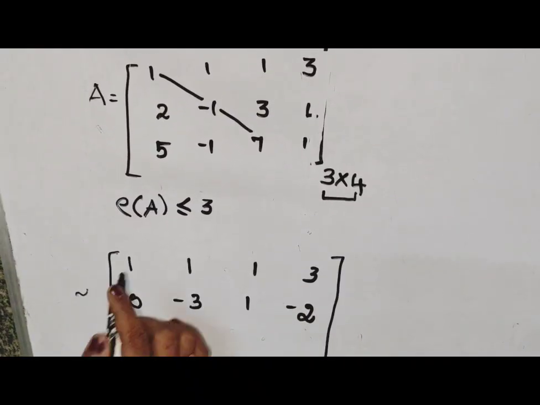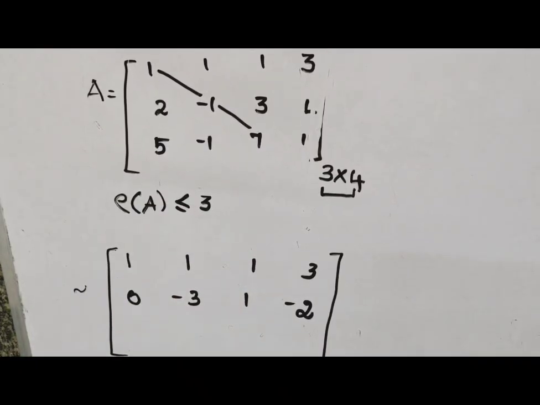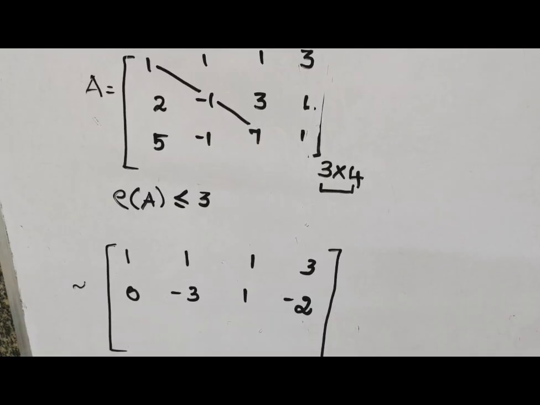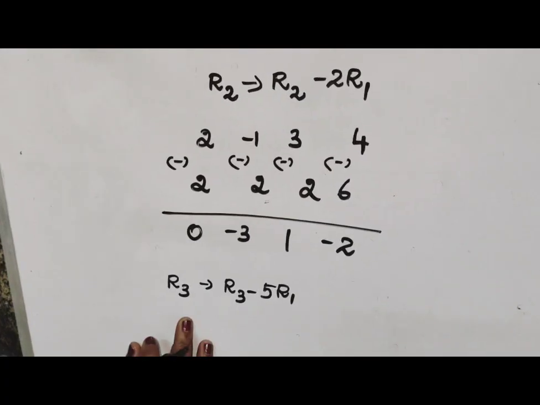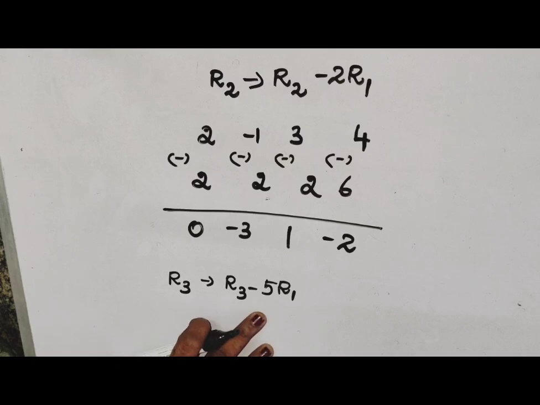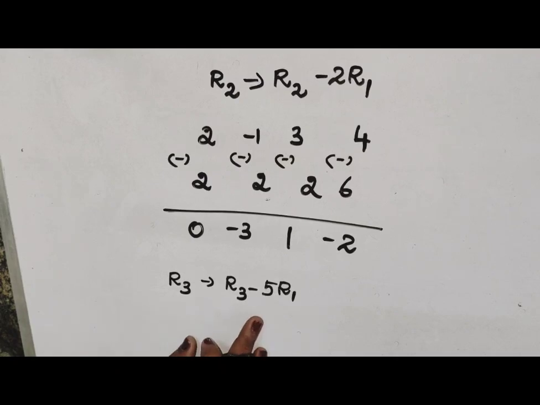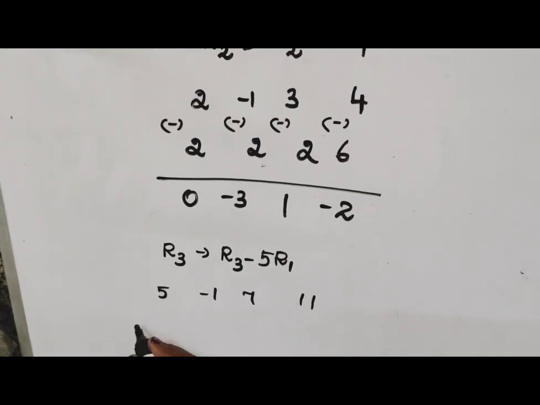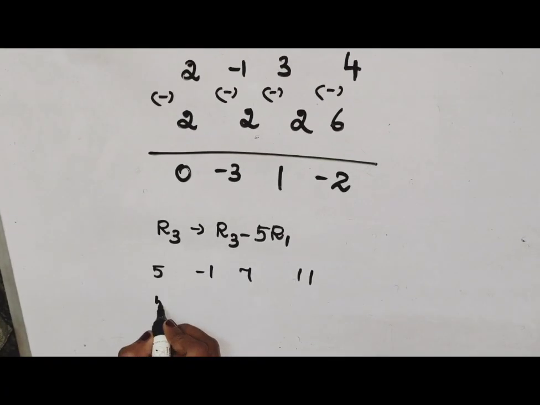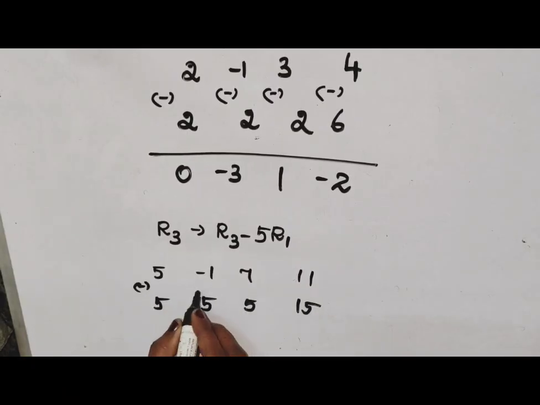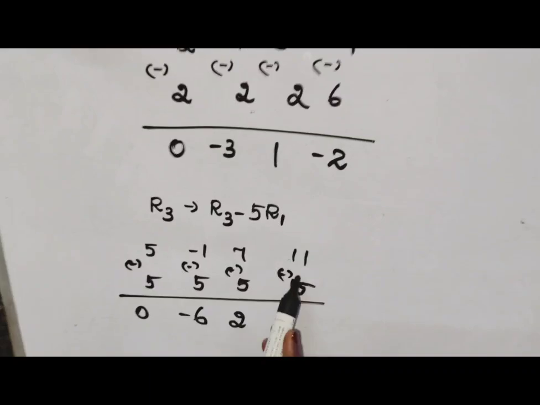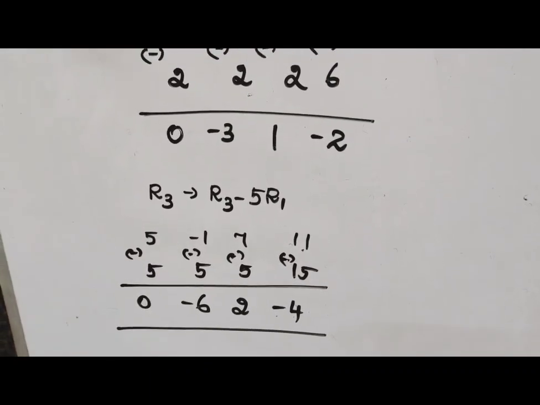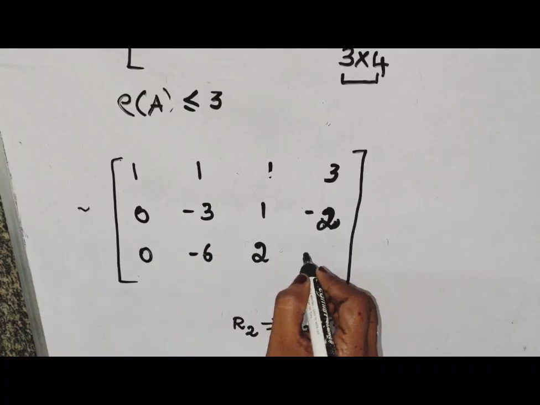Next, similarly, we have to make the first element in row 3 as 0. For that also I am going to make use of R1. Always follow the same procedure; it will be easy for us to solve using the row reduction method. R3 implies R3 minus 5R1. I am taking 5 because the first element in the third row is 5, so I have to multiply R1 with 5. First R3 as it is: 5, minus 1, 7, 11. Next R1 multiplied with 5: 5, 5, 5, 15. And we subtract. 5 minus 5 becomes 0. Minus 1 minus 5 is minus 6. 7 minus 5 is 2. 11 minus 15 is minus 4. So let us make these entries in R3: 0, minus 6, 2, minus 4.